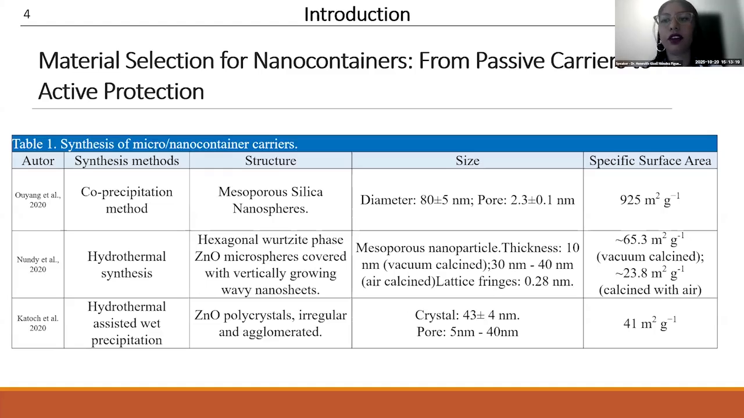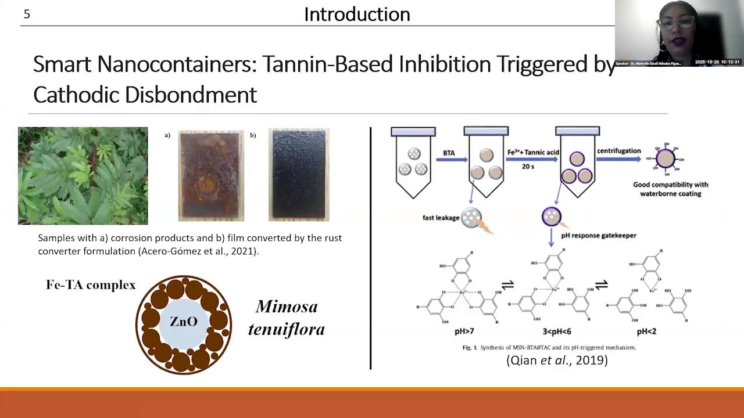Okay. So here there are some values that we can obtain with different methods of synthesis for zinc oxide. In addition, tannins extracted from sources like the Mimosa tenuiflora bark, which is this tree. These tannins can act as rust converters by forming protective complexes with iron ions. So that's why we selected this for loading our container.